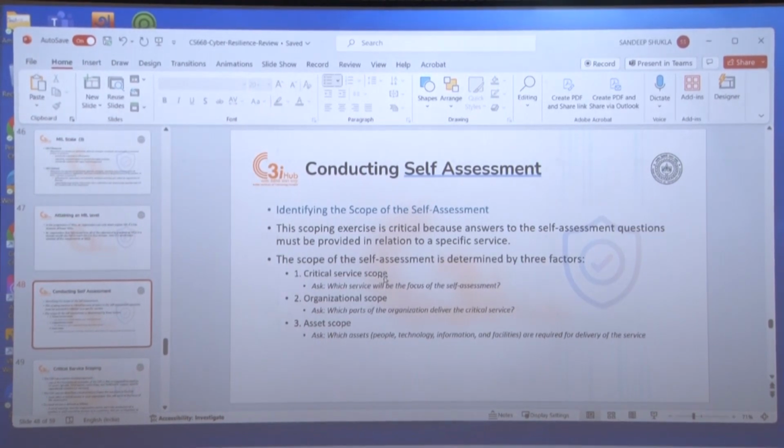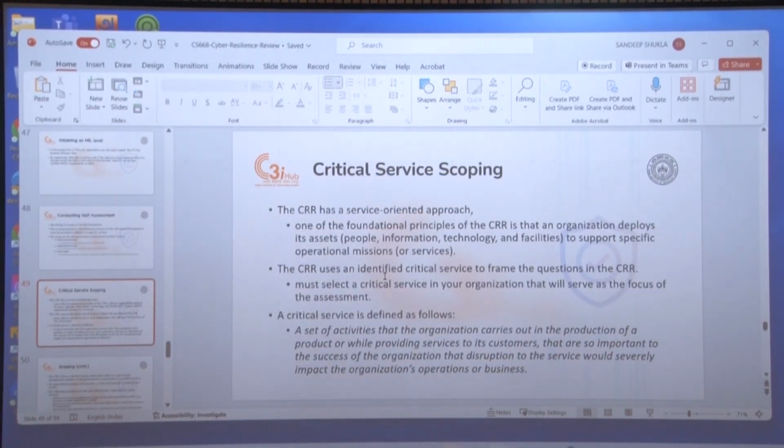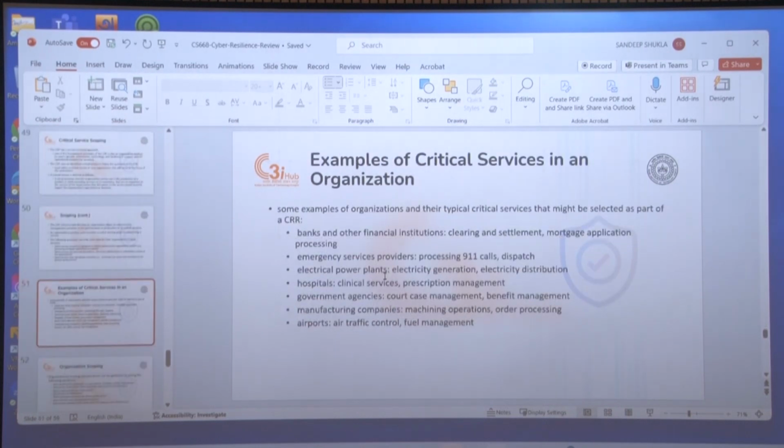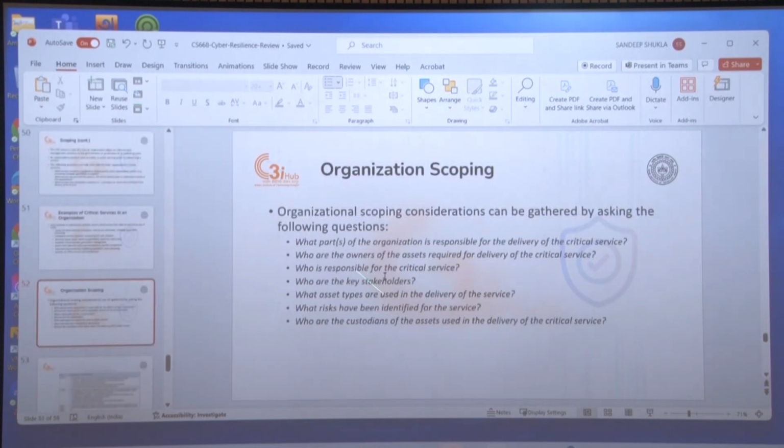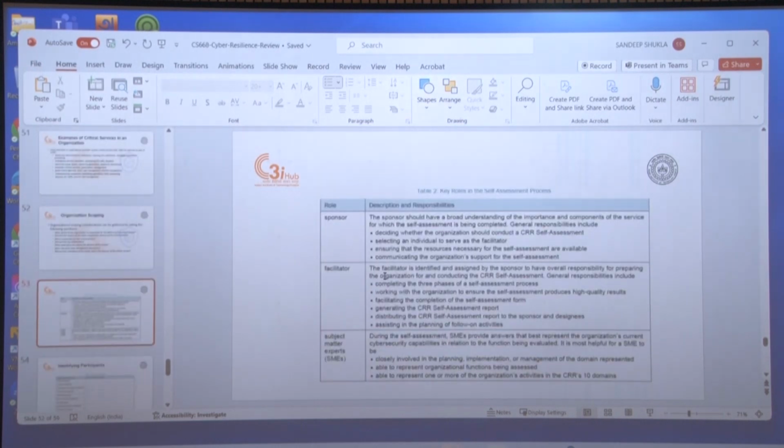how to do self-assessment. You have to decide whether you are going to scope based on service, or you want to scope based on organization, and then, you know, what are the key roles? Like, there would be a sponsor, usually who would have a broad understanding and importance and components of the service for which the self-assessment is being done. So usually it is the owner of that particular service.